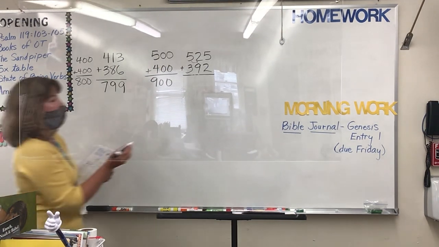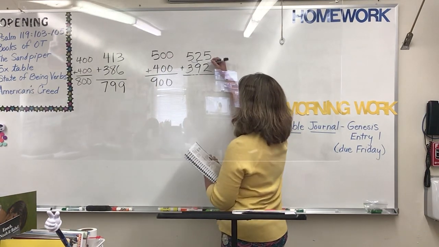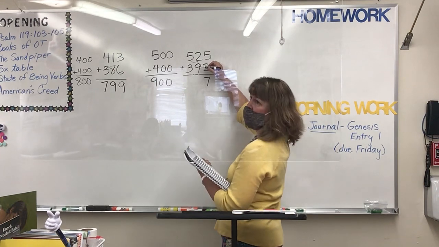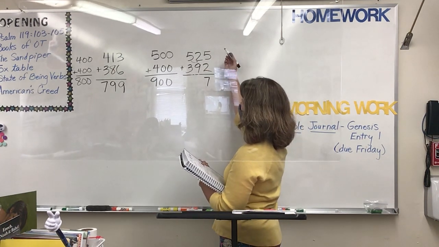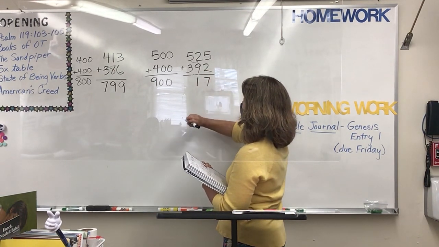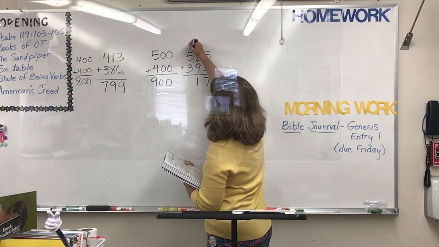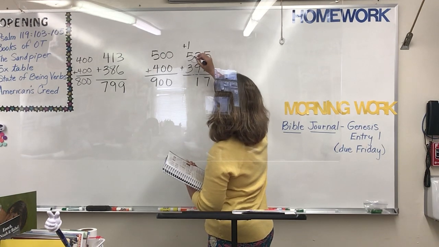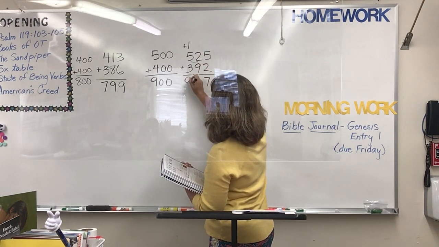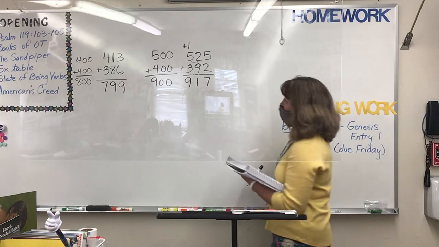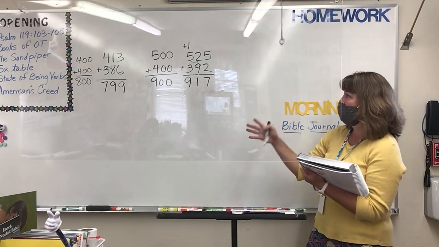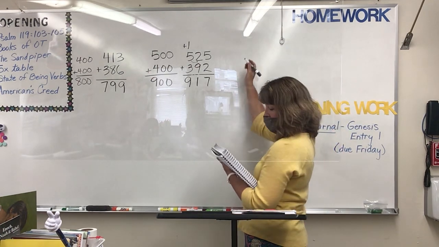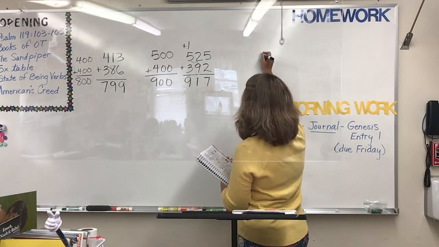So now we're gonna add for real. What's 5 plus 2? 7. 2 plus 9 is 11. Now I can only put the 1, and then I'm gonna carry the other 1. So 1 plus 5 is 6, and 6 plus 3 is 9. So 917 is close, sort of close to 900.